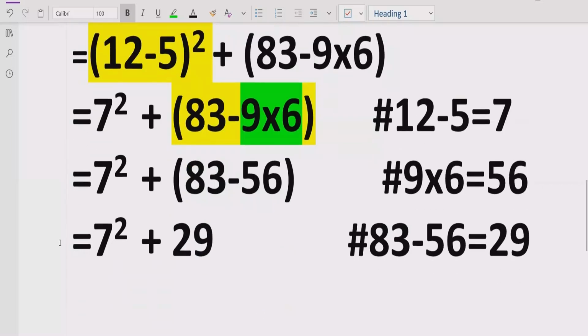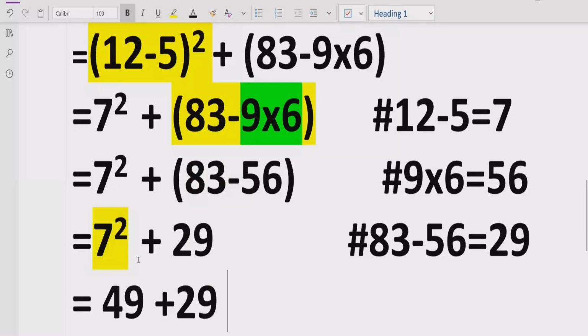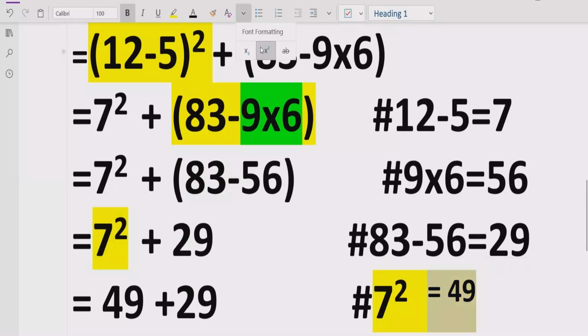Now we do not have any bracket and also we have here the exponent part. So we will solve this part now. This part we will solve, 7 multiplied by 7, which is equal to 49. So 7 raised to power 2 means 7 multiplied by 7, plus 29 we will write as it is. And here we will give the reference like 7 multiplied by 7, which is equal to 49. Sorry, 49. And this part we will write this way.